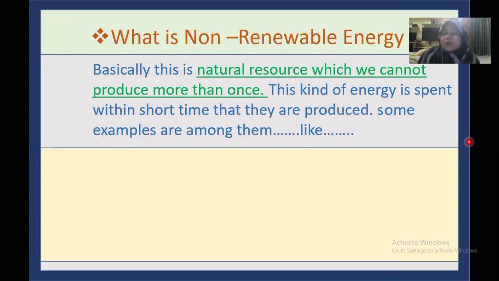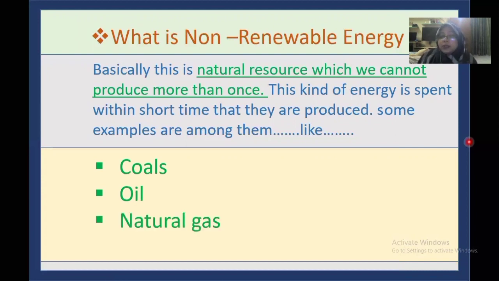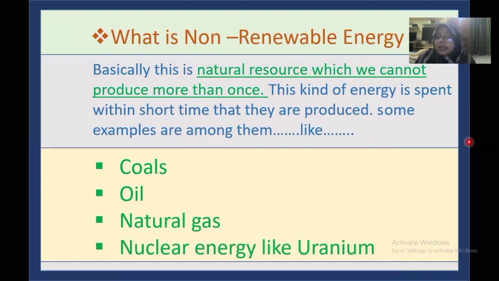So that means from one source you have once produced energy that will not be able to reproduce again, okay, that energy. Next, some examples like coal, then oil, after that natural gas and nuclear energy like uranium. These are very common natural resources and natural non-renewable energy.